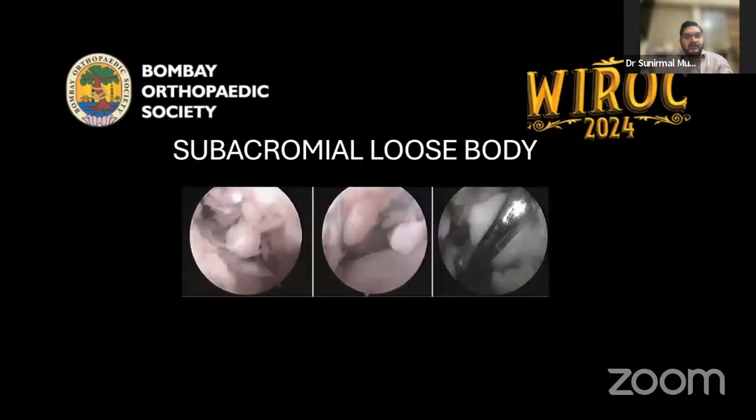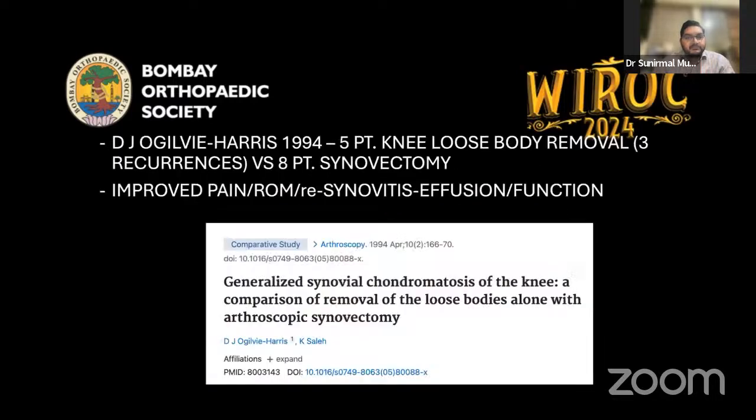This is an image where the loose bodies are visible in the subacromial space and they are adherent to the synovial tissues. We actually have to use a shaver or a cautery to loosen the loose bodies, and then we can physically remove each piece using either artery forceps or a long grasper.